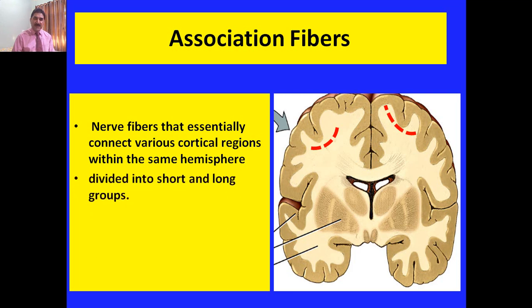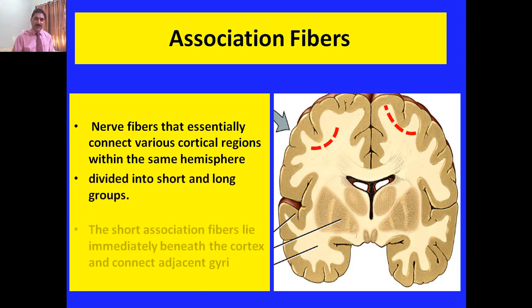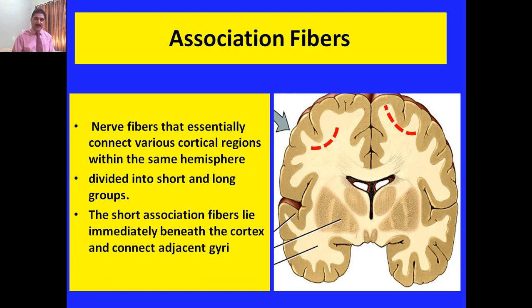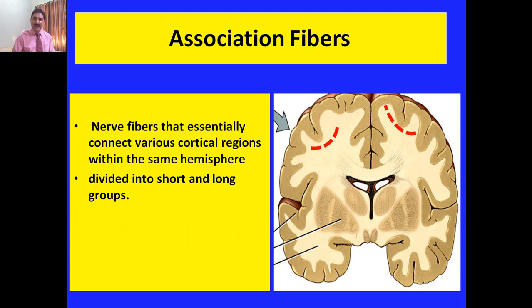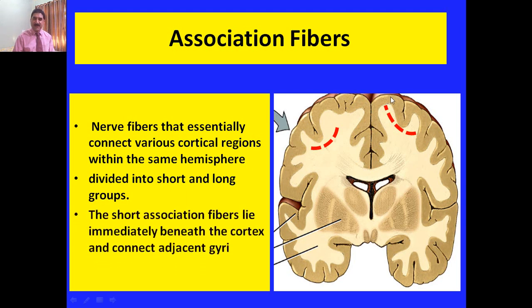These fibers are divided into short and long association fibers. The short association fibers lie immediately beneath the cortex and connect adjacent gyri. As shown in this diagram by these red dotted lines, these fibers connect the adjacent gyri. These fibers run transversely to the long axis of the sulci.